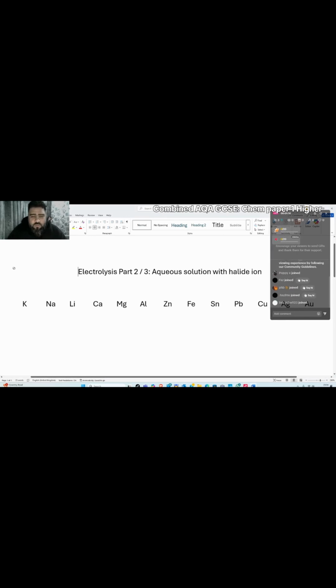Okay, guys. So basically, what we're looking at is electrolysis part two of three. If you are studying GCSE and you're up this late, then I don't know what you're doing. But anyway, this is electrolysis part two of three. What we're looking at today is aqueous solutions with halide ions.